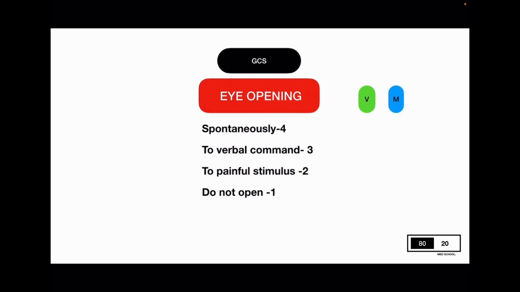If the patient opens his eyes after giving a pain stimulus, by giving a sternal rub or supraorbital rub, if the patient opens to that painful stimulus, then the score is 2. If the patient doesn't open his eyes by any means, then the score is 1.